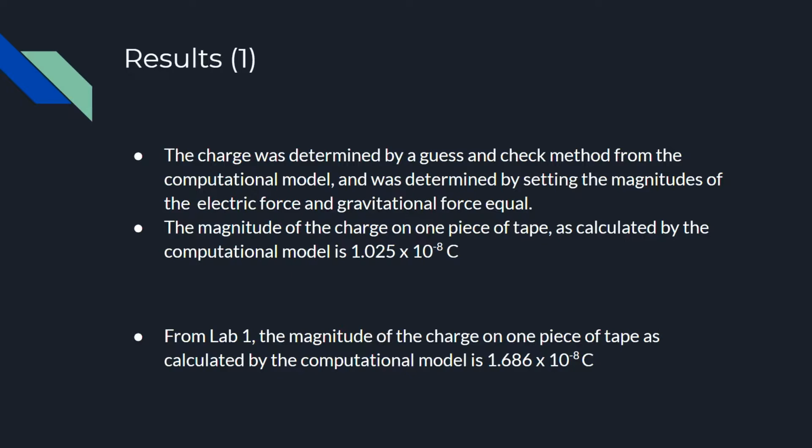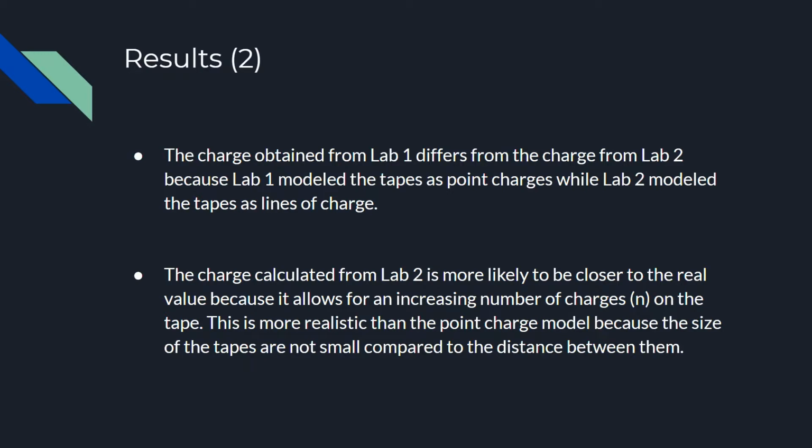For comparison from Lab 1, the magnitude of the charge on one piece of tape was found to be 1.686 times 10 to the negative 8 coulombs. The charge obtained from Lab 1 differs from the charge obtained from Lab 2 because Lab 1 modeled the tapes as point charges, while Lab 2 modeled the tapes as lines of charge.